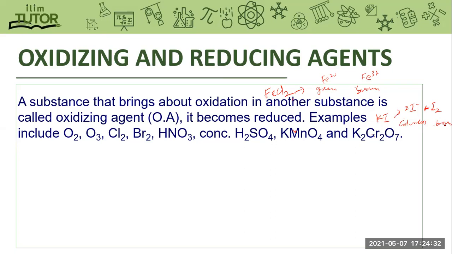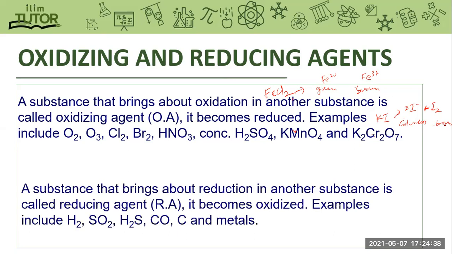So when you have that, that is also a test for an oxidizing agent. All right. A substance that brings about reduction in another substance is called a reducing agent. At the end of the reaction, this substance becomes oxidized. So it will cause another substance to undergo reduction, but it itself will become oxidized. And that is why we say redox reaction.